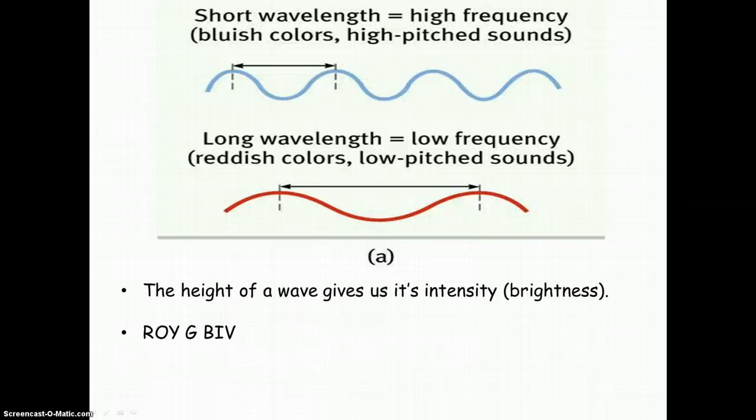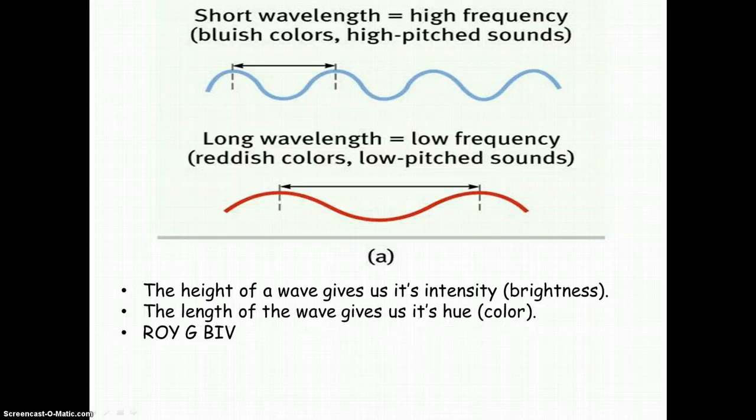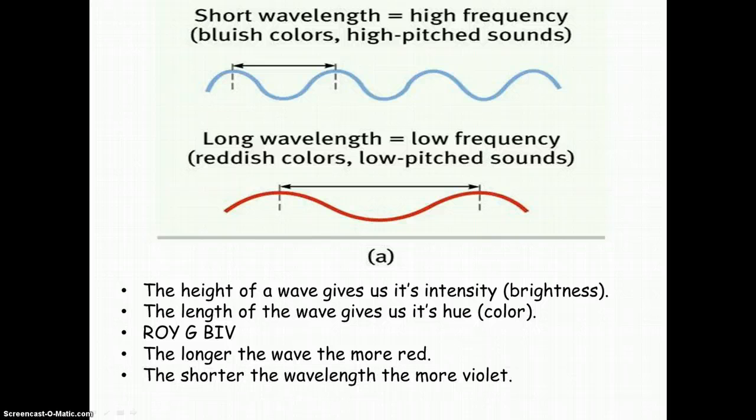So the height of a wave gives us its intensity. That's brightness. You need to know that term. Intensity means brightness. Now the waves that you see right here, you could say they have the same height, but what you see in variation here is the length of the wavelength. Now we determine the length by the distance from one peak to the next. So you see here from one peak to the next. That is the distance of the wavelength, and that distance or length of a wave gives us its hue. There's another key term you need to know, and hue means color. The longer the wave, the more red it is. The shorter the wave, the more violet it is.